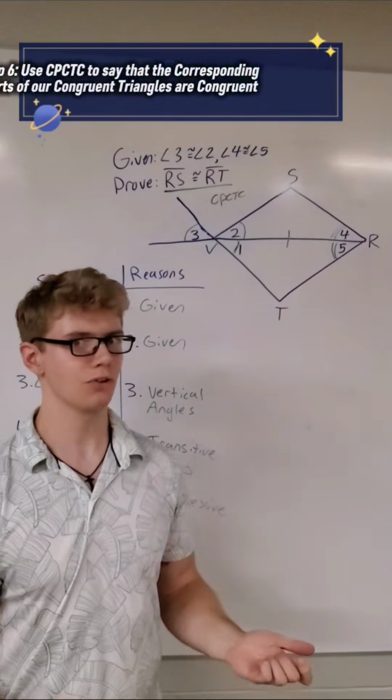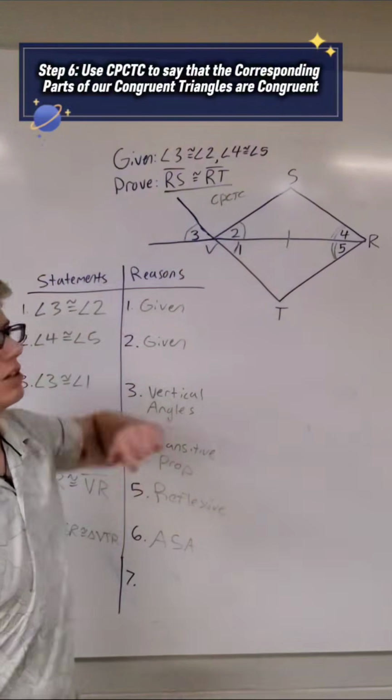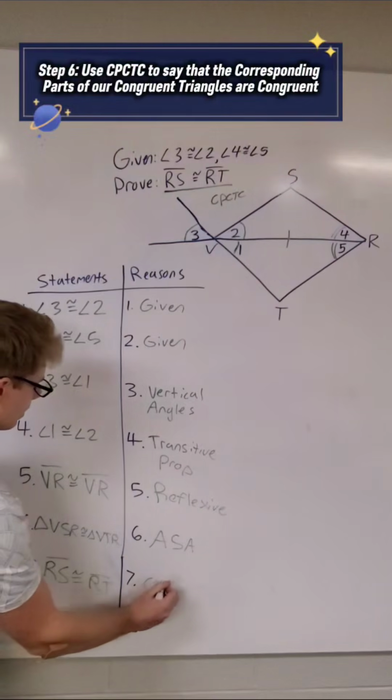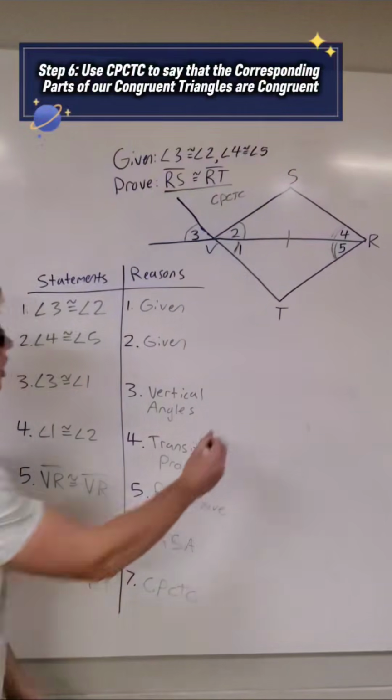Now, we have congruent triangles. We need to say that the parts are congruent using CPCTC, right? If we know the 2 triangles are congruent, we can say that the 2 parts are congruent as well using CPCTC, and we are all done.